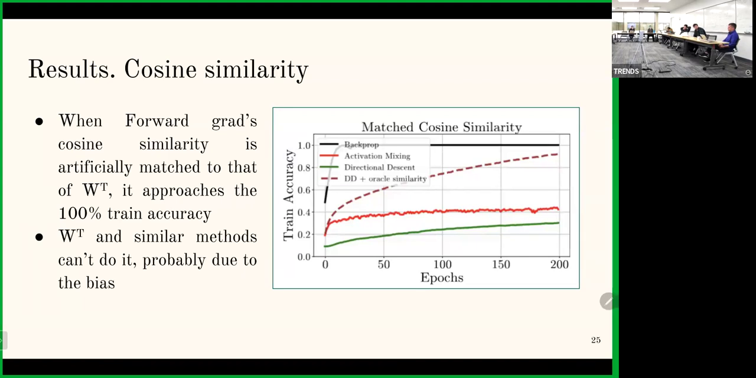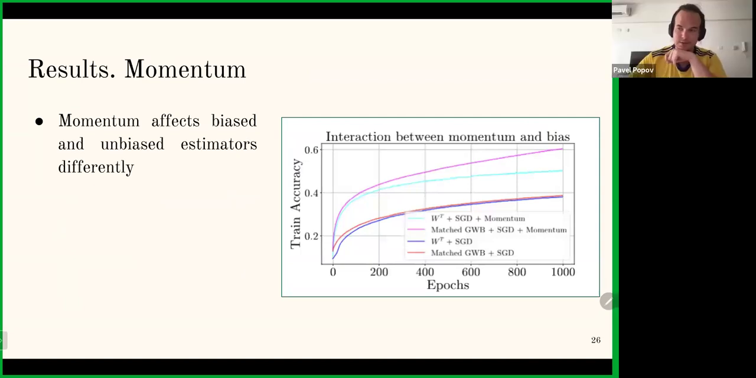Okay, next slide. So they are analyzing how the other optimization techniques like momentum and Adam are affecting these methods. And they see that there is a strange behavior here.